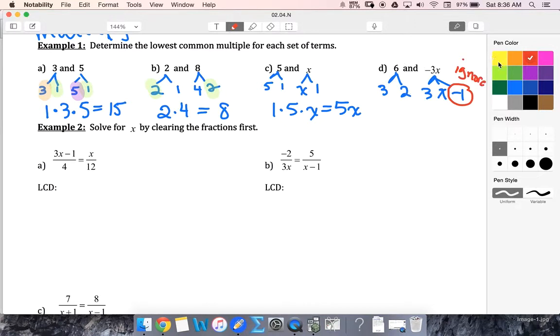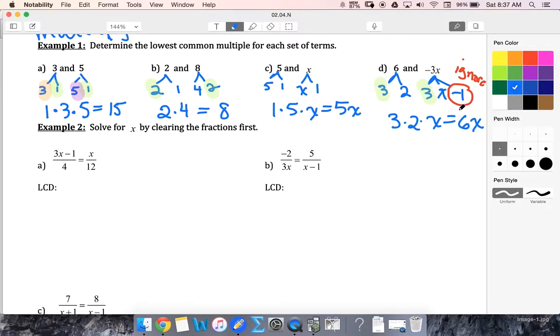Now for my least common multiple, I see that we share a 3 and a 3. So that's going to come down. Not shared is a 2, not shared is an x. So the least common multiple for these two is 6x. So I would multiply 6 by x. I would multiply negative 3x by 2. That would give me negative 6x.